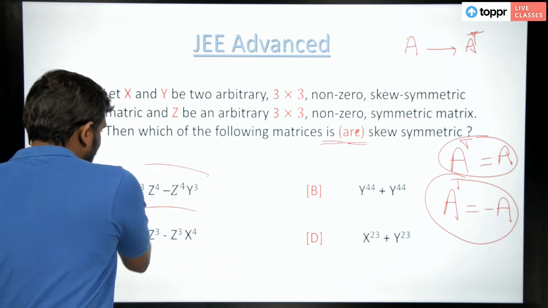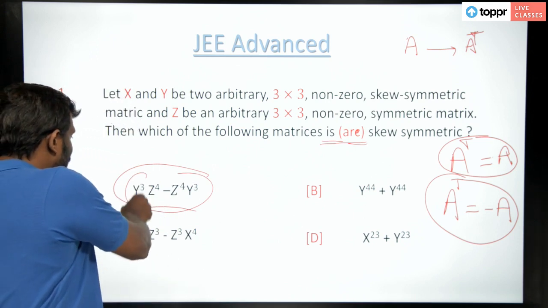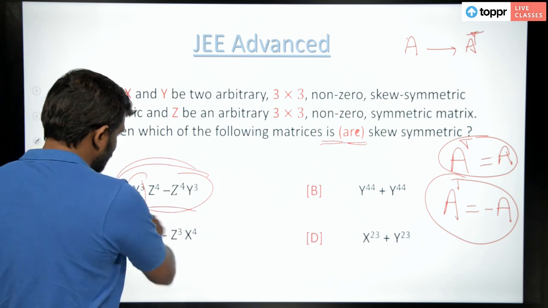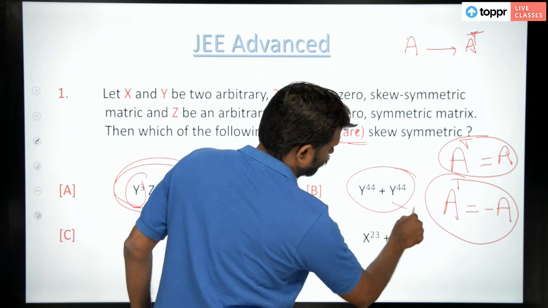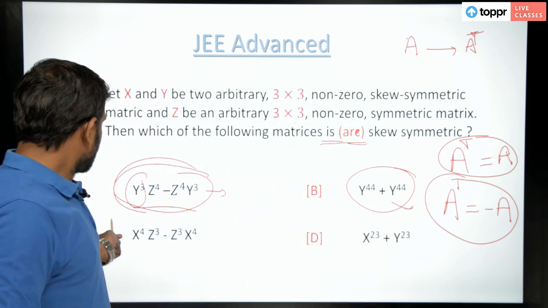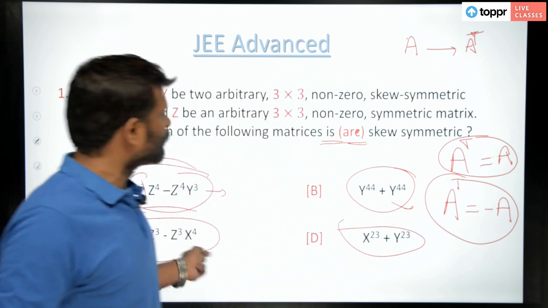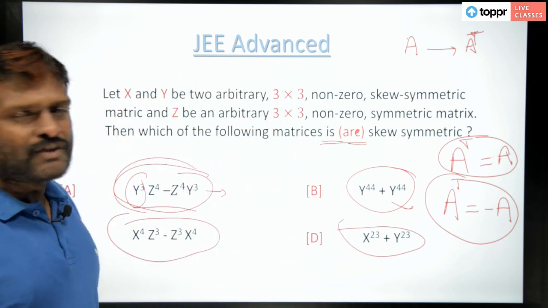This is a matrix: when you multiply y with itself, then multiply with z power 4 and do this operation, you will get a matrix here. When you do these operations on this matrix, you will get one more matrix finally, and this is also a matrix and this is also a matrix. So out of these 4 matrices, how many of them and which of them are skew symmetric is what we have to find.